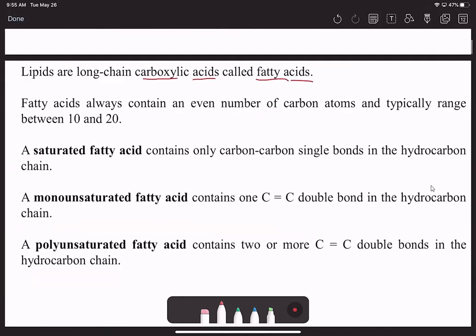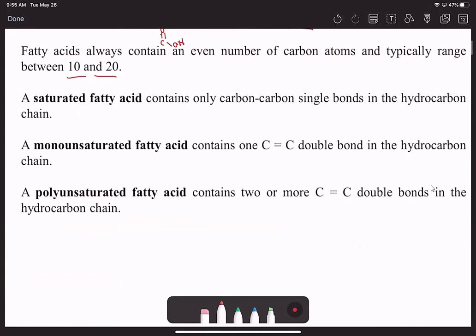Fatty acid, because they contain this carboxylic acid functional group, right? And most of them range anywhere from 10 to 20 carbons long. And we have a couple different types. We have what we call saturated fatty acids and then unsaturated fatty acids.